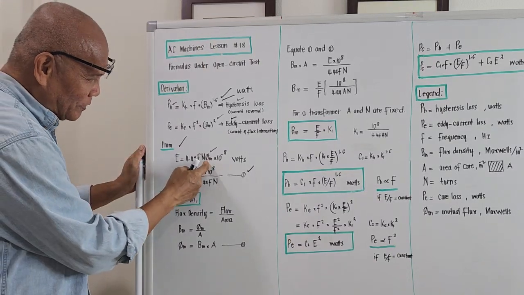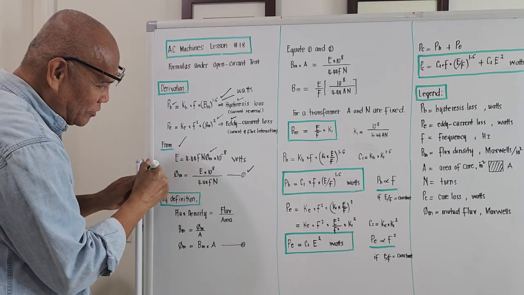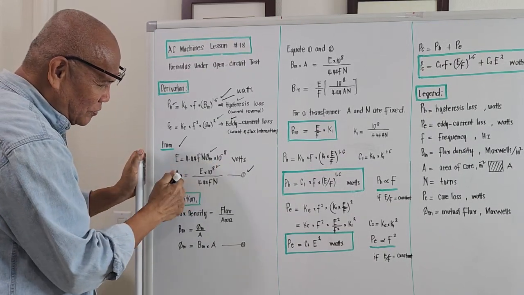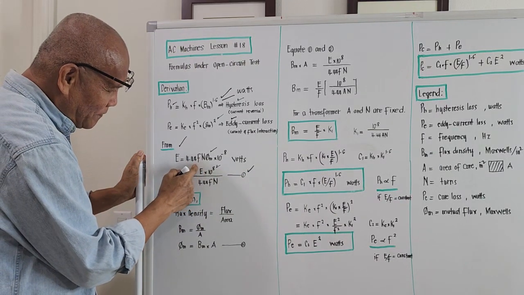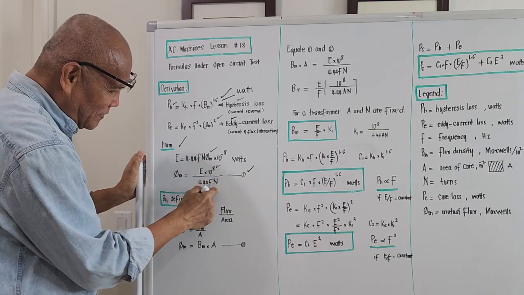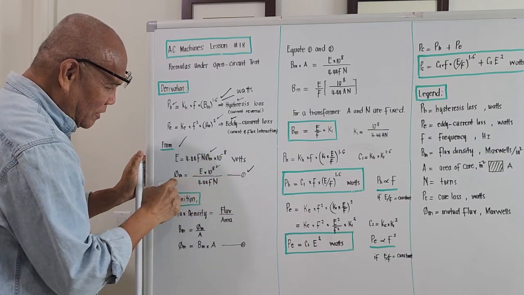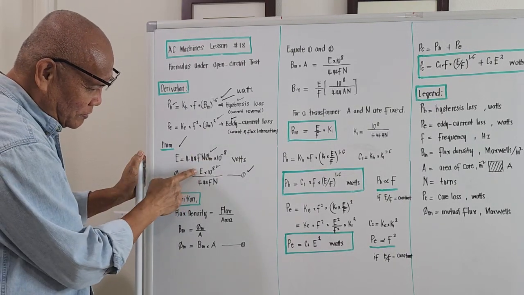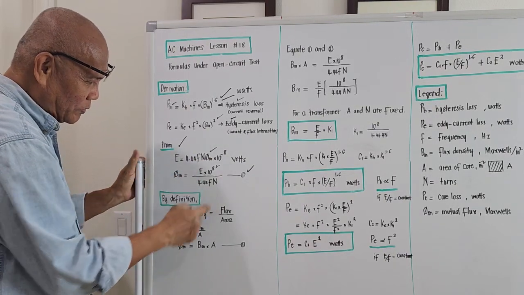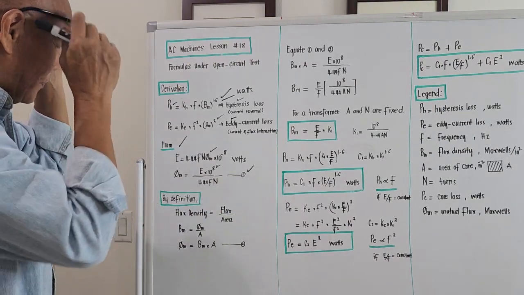We will compute for this. So this one will go here, and this is now plus. The divisor will be what remains, 4.44 F times N. This goes up already, so this is now plus. That's the mutual flux, in terms of the induced voltage, frequency, and number of turns. That will be equation number 1.